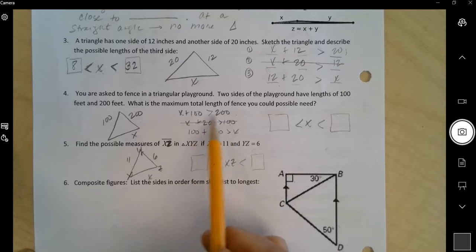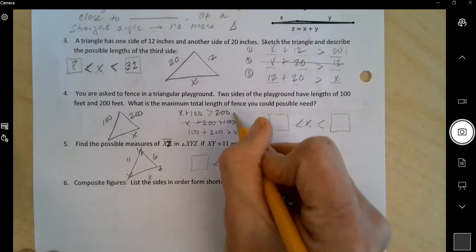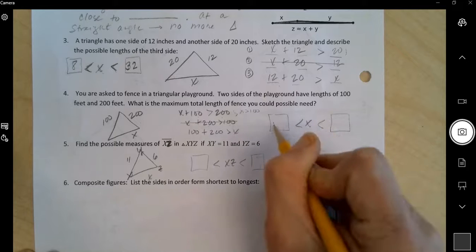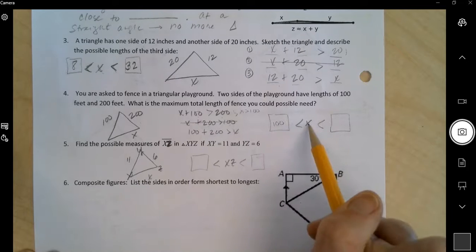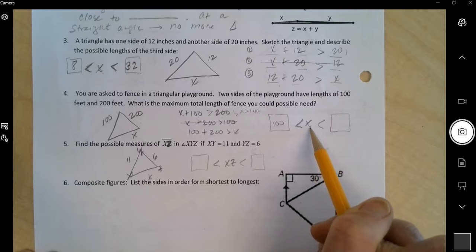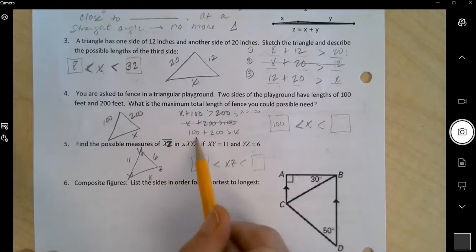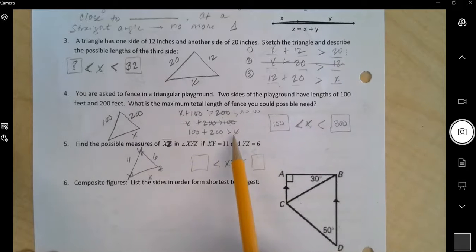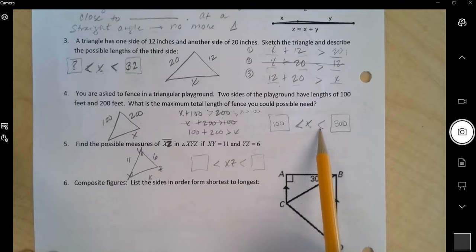All right, subtract 100 from each side, and I get x has to be bigger than 100. So 100 goes here because x is bigger than 100. Add 100 and 200 together, and I get 300 here because then x has to be smaller than 300, and that's what that says there.